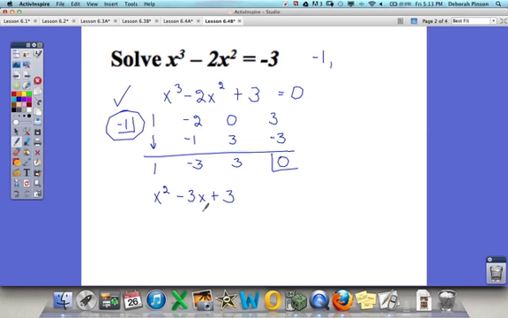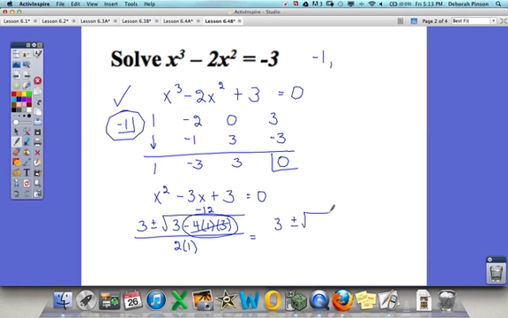Now to get my other 2 answers, I can do one of 2 things. I can either factor it, but I don't think this will factor. If I can't factor, I can use the quadratic formula. So that's what I'm going to do because I don't think this thing will factor. So negative b plus or minus the square root of b squared minus 4ac all over 2a. And then I'm going to simplify it. So this is negative 9.